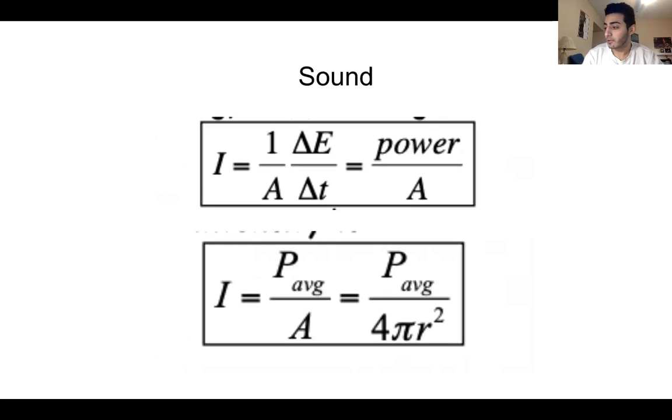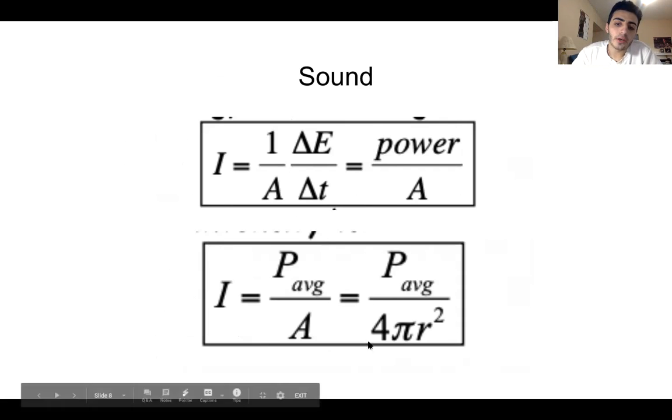So let's get into sound. I don't want to make this video too long. Sound is denoted by intensity, how loud something is. And intensity is power over the area. Power is the change of energy over the change of time, and area is, of course, area.